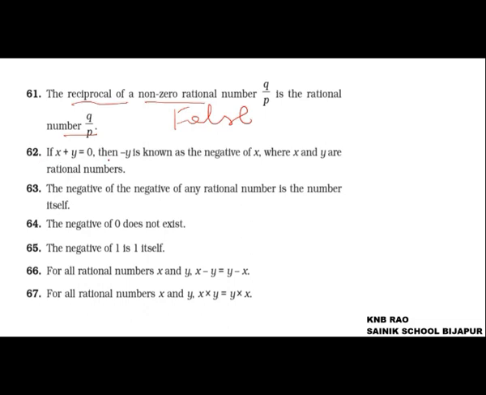If x plus y equals to 0, then minus y is known as negative of x. It is again false. Here not minus y is coming because sum of these two numbers is 0. So y is additive inverse of x or negative of x. So it is false. Next, 63rd question. The negative of any rational number is the number itself. Correct. Minus of minus x is x. This is what we learned. It is true.